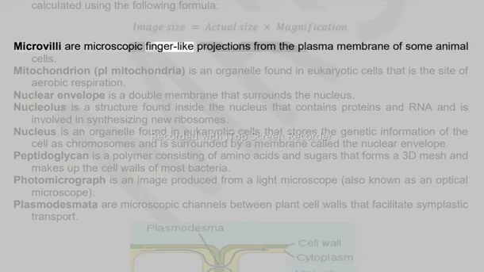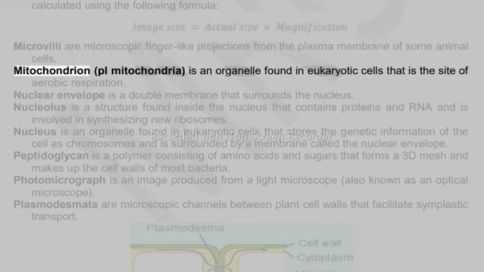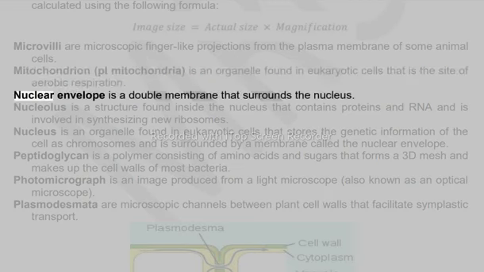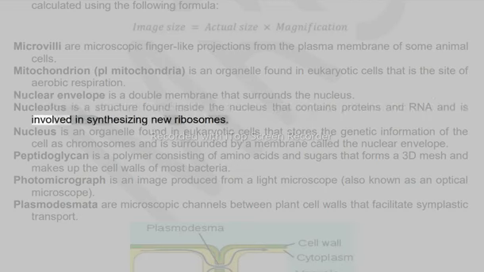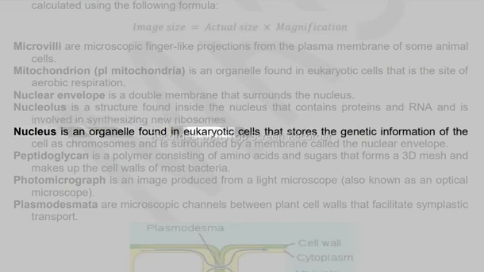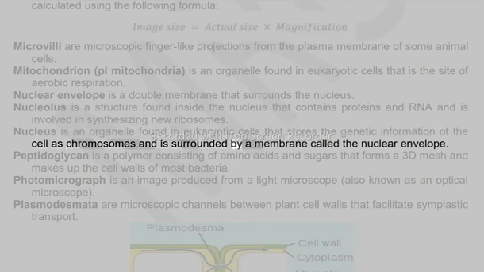Microvilli are microscopic finger-like projections from the plasma membrane of some animal cells. Mitochondrion, plural mitochondria, is an organelle found in eukaryotic cells that is the site of aerobic respiration. Nuclear envelope is a double membrane that surrounds the nucleus. Nucleolus is a structure found inside the nucleus that contains proteins and RNA and is involved in synthesizing new ribosomes. Nucleus is an organelle found in eukaryotic cells that stores the genetic information of the cell as chromosomes and is surrounded by a membrane called the nuclear envelope.